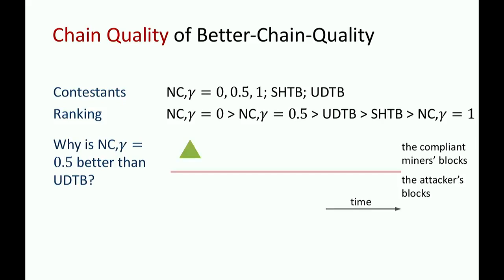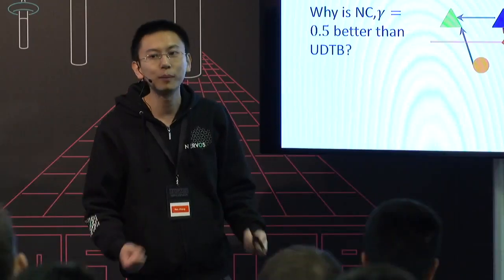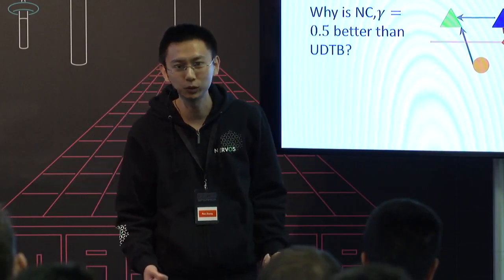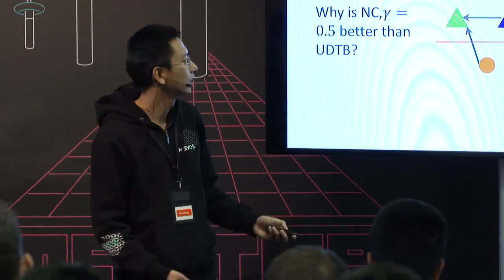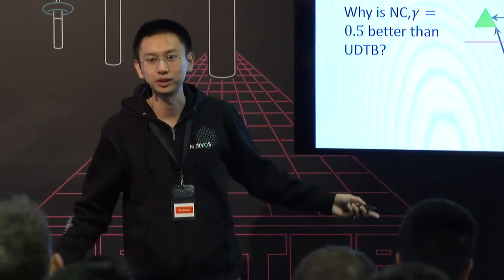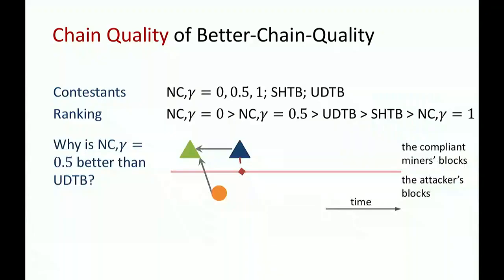It's because, for example, in UDTB, when the attacker finds a block, and the compliant miner finds a block and broadcasts it before the attacker, maybe the attacker calculates the pseudo-random function and realizes that if I publish my block, nobody will mine on my block because I will lose the tie. What can the attacker do? In Nakamoto consensus, the attacker is doomed because of the first received rule. If you didn't publish your block soon enough, nobody will mine on your block.